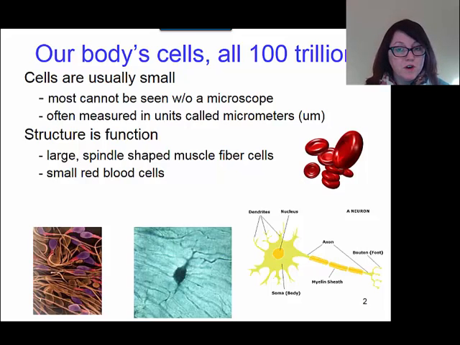Structure is important to the function of a cell. Going back to the muscle cell that I mentioned, muscle cells are very long and thin, and that helps them to function. Whereas red blood cells have a very unique shape. They kind of look like a donut without a hole in the middle, and that's really important for their function of carrying oxygen. So even though we have lots of cells in our body, they look different and they act different too.